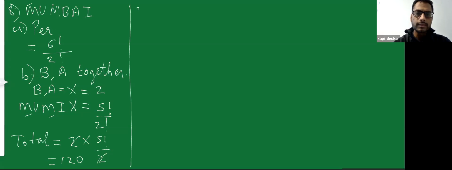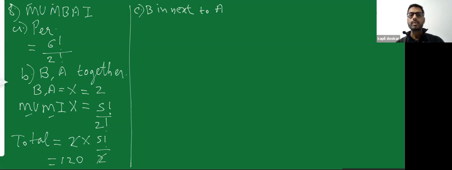Let's continue the question. In the same question, now I want B to be always next to A. So in my earlier condition, I wanted B and A to be together, so it could be BA or it could be AB. So there are two ways. But now what I want is B to be always next to A. So first I want A, then I want B after that. In how many ways can I arrange that? That can be arranged in only one way. First I want A and then B is always next to A.